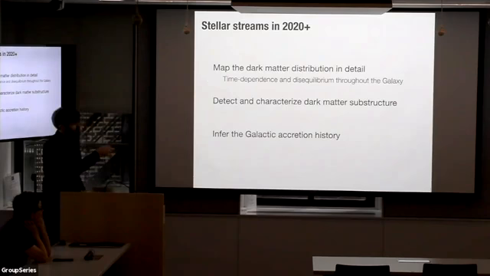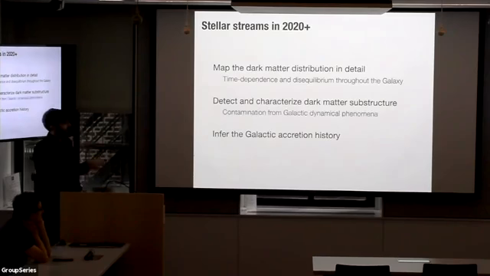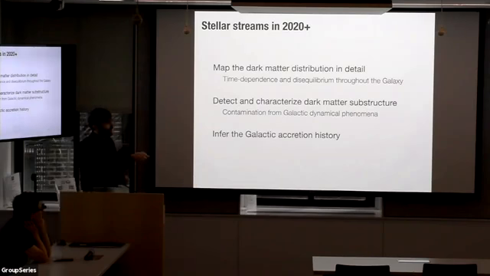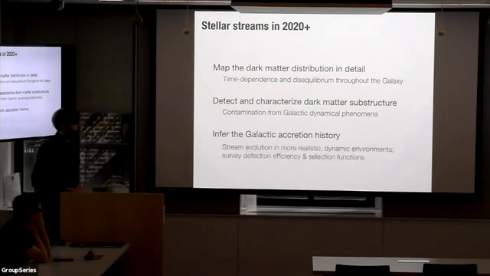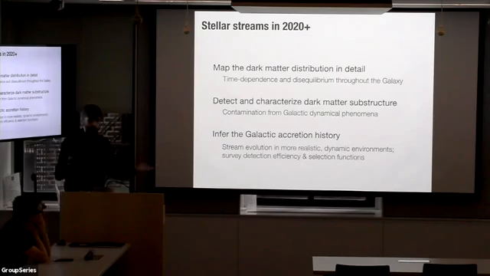So for example, there's imminent time dependence and disequilibrium throughout the galaxy, both in the disk and out into the stellar halo. In the context of detecting subhalos, we think that the densities of streams, or the density evolution of streams, is really contaminated if you want to try to find dark matter substructure by different galactic dynamical phenomena, like the galactic bar and other baryonic things. And finally, if you want to try to measure the galactic accretion history, we need to be able to simulate how streams evolve in much more realistic, dynamic environments, rather than the simple toy models for galaxies that we've been using for a long time.